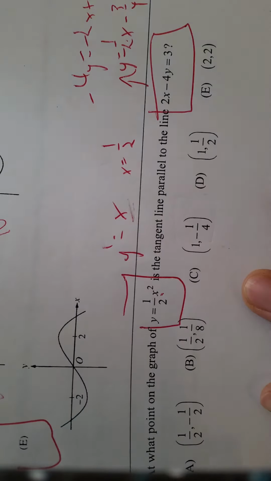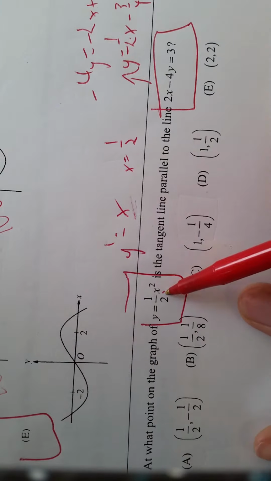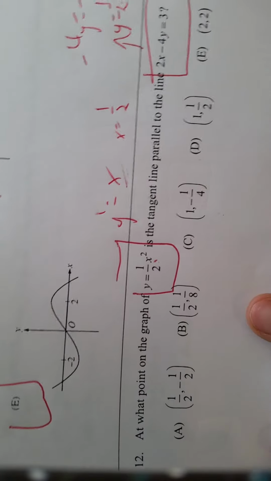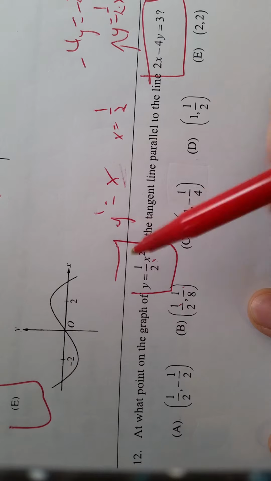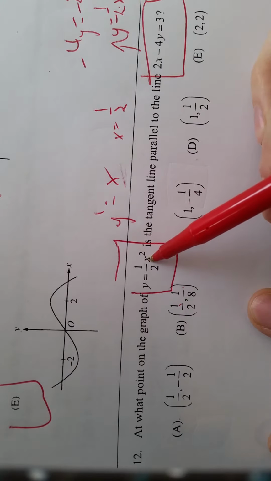And you probably think you're done. And it says, at what point on this graph is it? Well, it's when x is 1/2. Look at all the answers. Well, it's going to be one of these two. Only one of these is actually on this function, though.